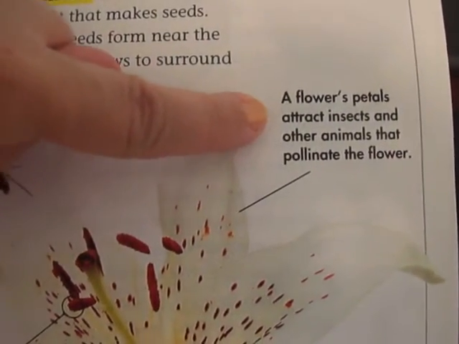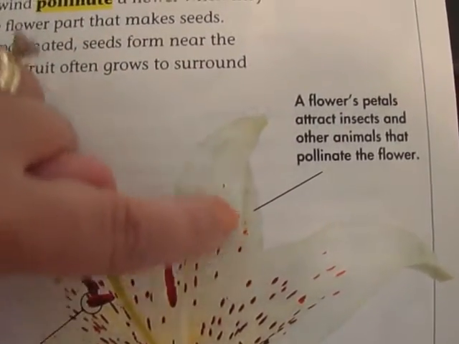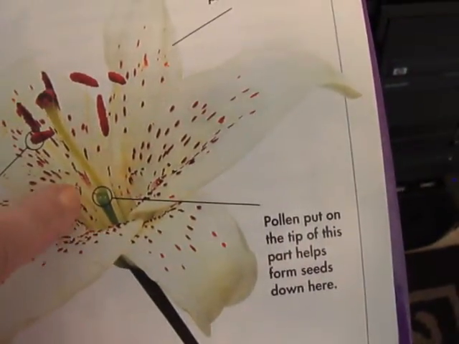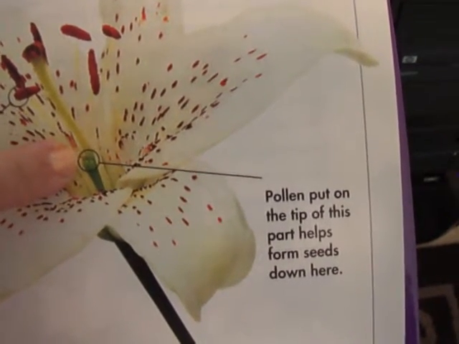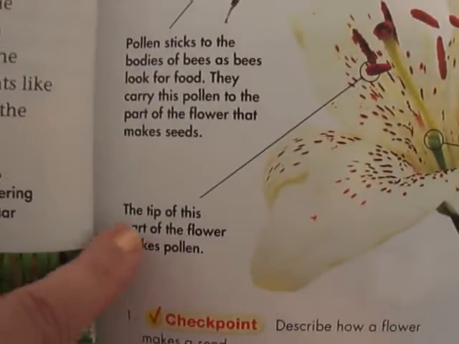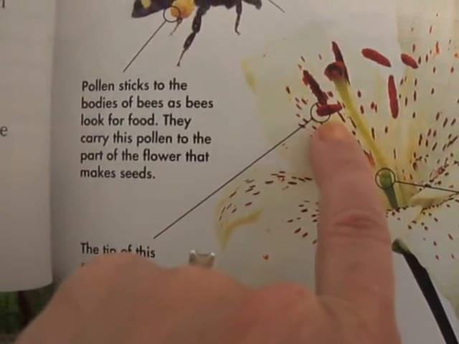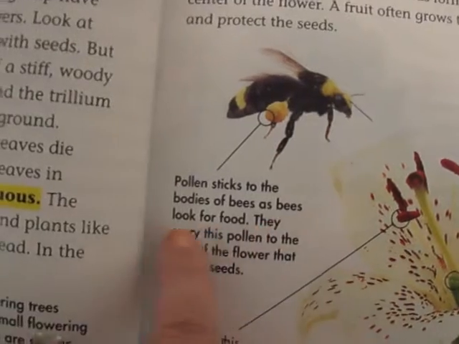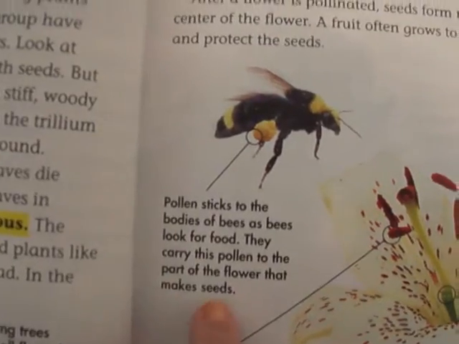A flower's petals attract insects and other animals that pollinate the flower. The petals have the smell that the insects like. Pollen, right here, pollen put on the tip of this part helps form seeds down here. The tip of this part of the flower makes pollen. And the pollen sticks to the bodies of bees as bees look for food. They carry this pollen to the part of the flower that makes seeds.